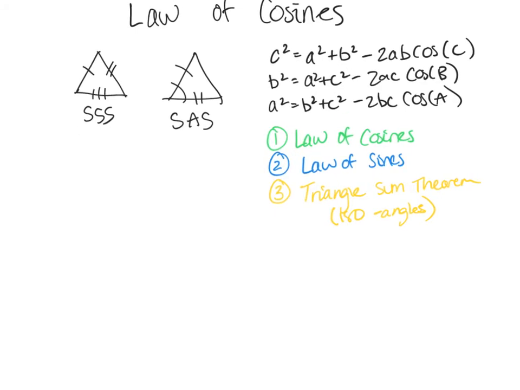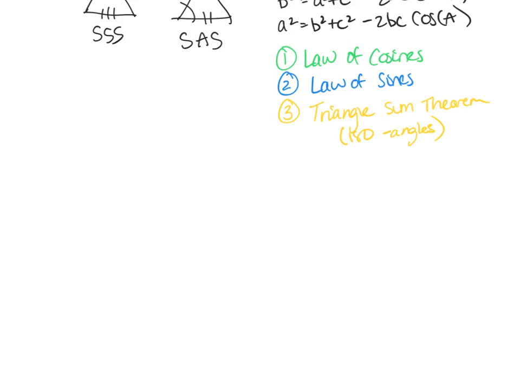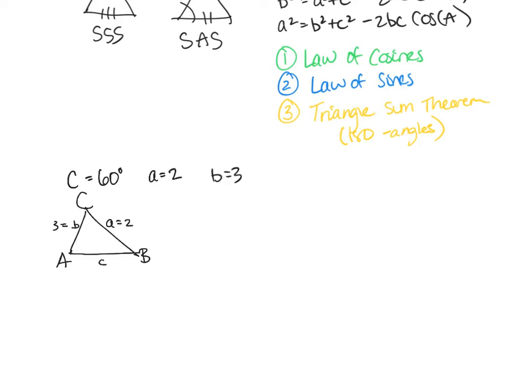The first problem that I want to go over is when our angle C is equal to 60 degrees, side length A is equal to 2, and side length B is equal to 3. So if we were to draw a triangle for this, A, B, C, side A is equal to 2, side B is equal to 3, and my angle C is 60 degrees. This is showing us an example of side, angle, side.